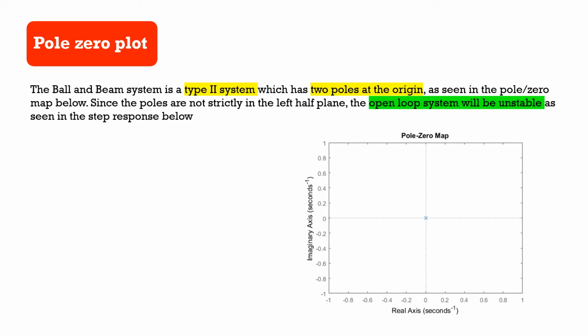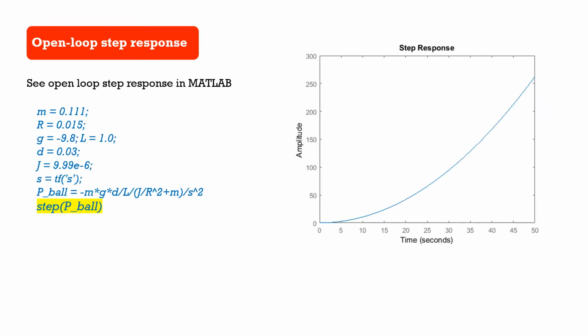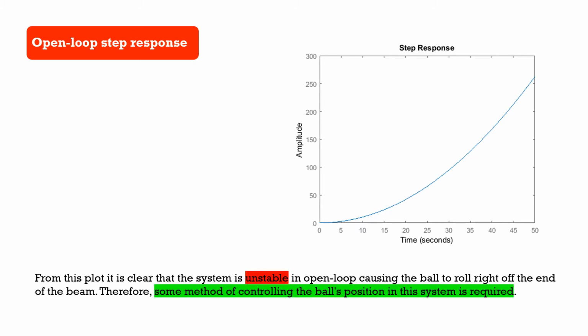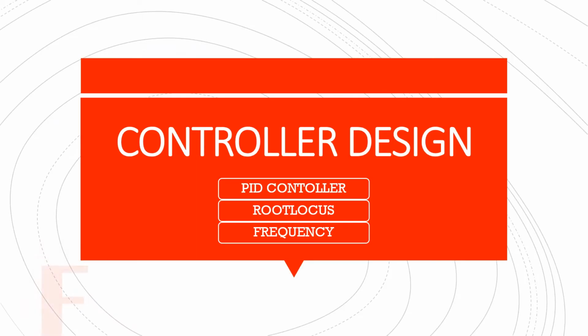The ball and beam system is a type 2 system. It has two poles at the origin. Since the poles are not strictly in the left half plane, the open loop system will be unstable. It is clearly shown in the step response given below. This is the open loop step response. From this plot, it is clear that the system is unstable in open loop, causing the ball to roll right off the end of the beam. Therefore, some method of controlling the ball's position in this system is required.